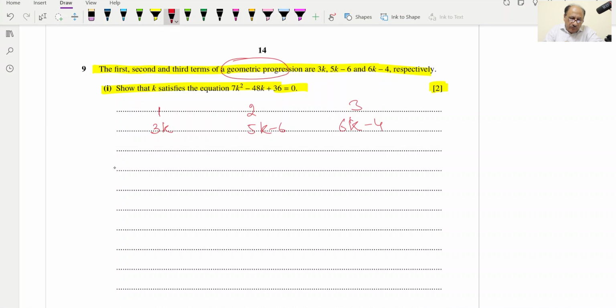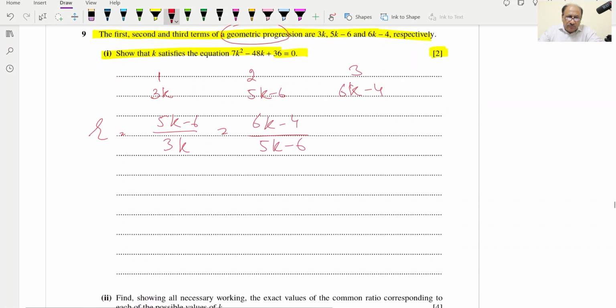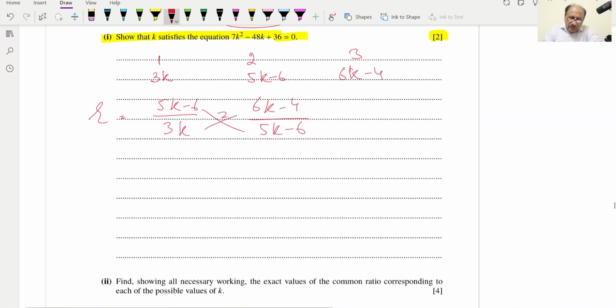So what will the r value be? r will be equal to the second term divided by the first term, so (5k minus 6) divided by 3k, and similarly we can divide the third term by the second term to get the r value, (6k minus 4) over (5k minus 6), and we can simplify this. So we can cross multiply and we will get (5k minus 6) squared is equal to 3k into (6k minus 4).